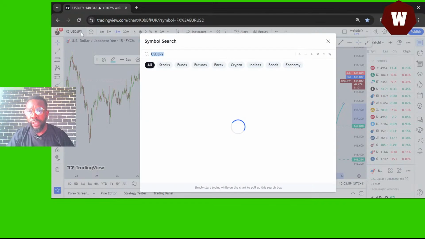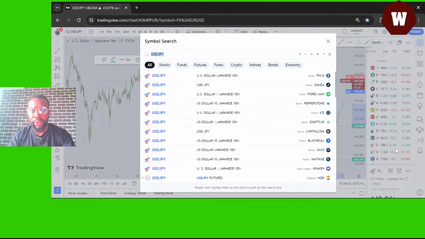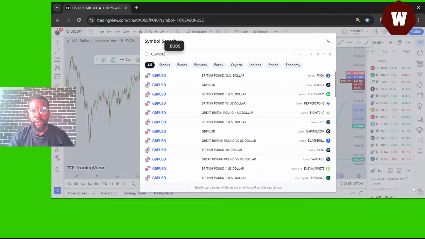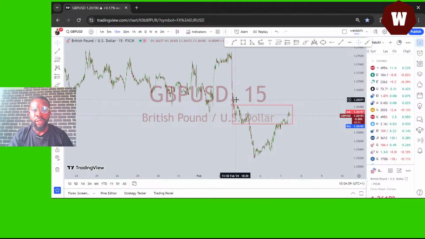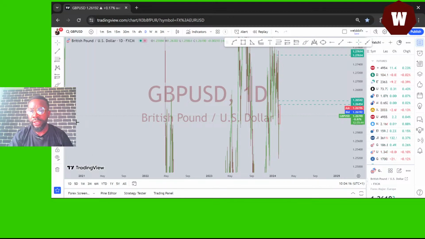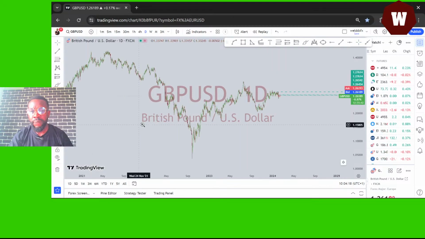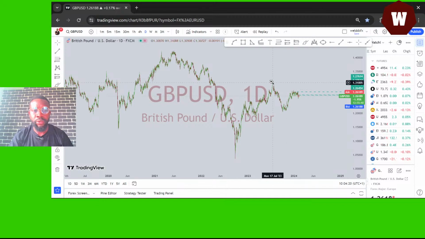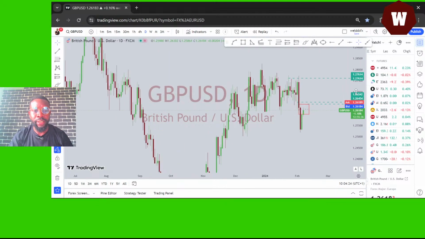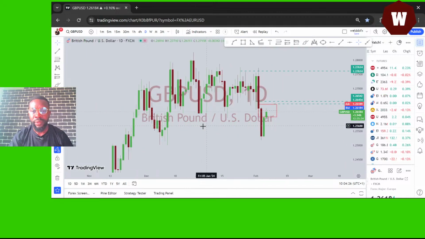Then another currency pair I'm looking at is this pound against the US dollar. If you look at pound against dollar, it's almost the same story. If you go to the daily time frame, you see some of the things there. Let's zoom out the daily time frame. So on the daily, this is what I see.